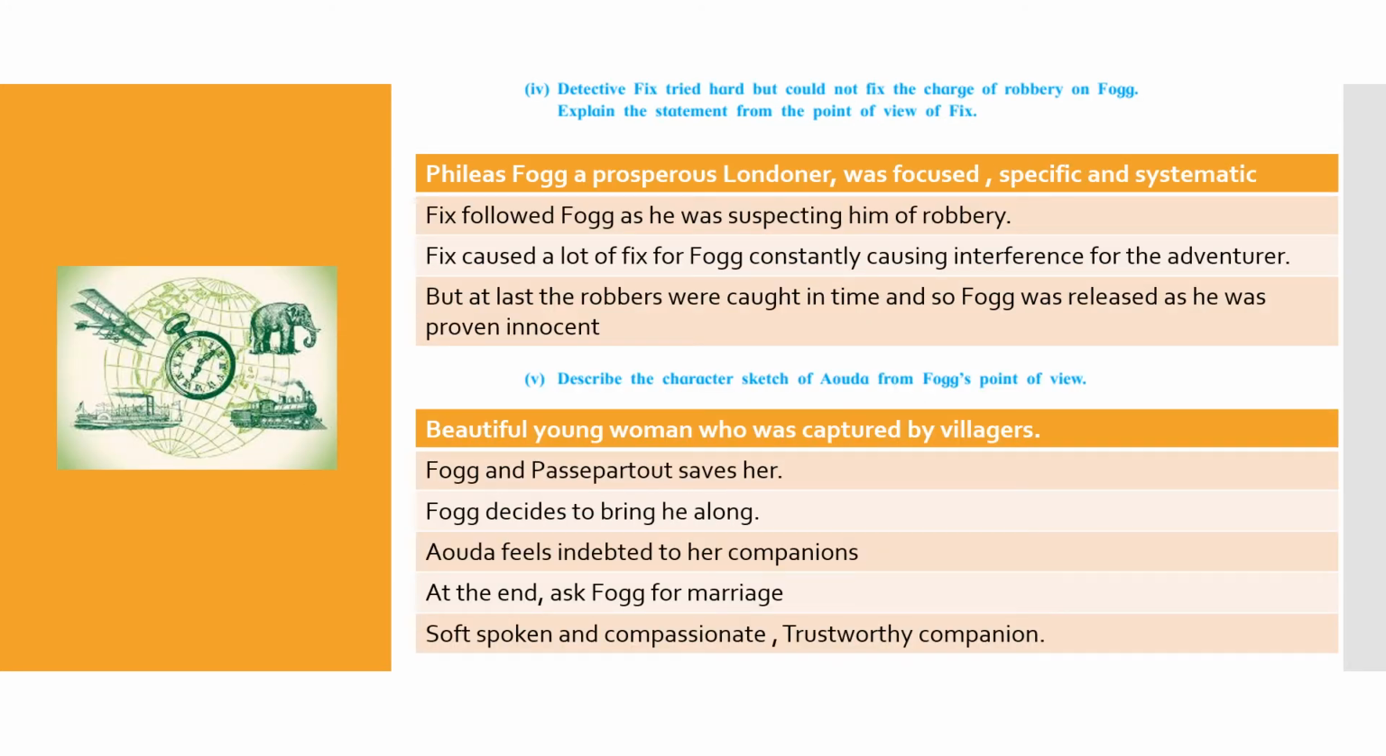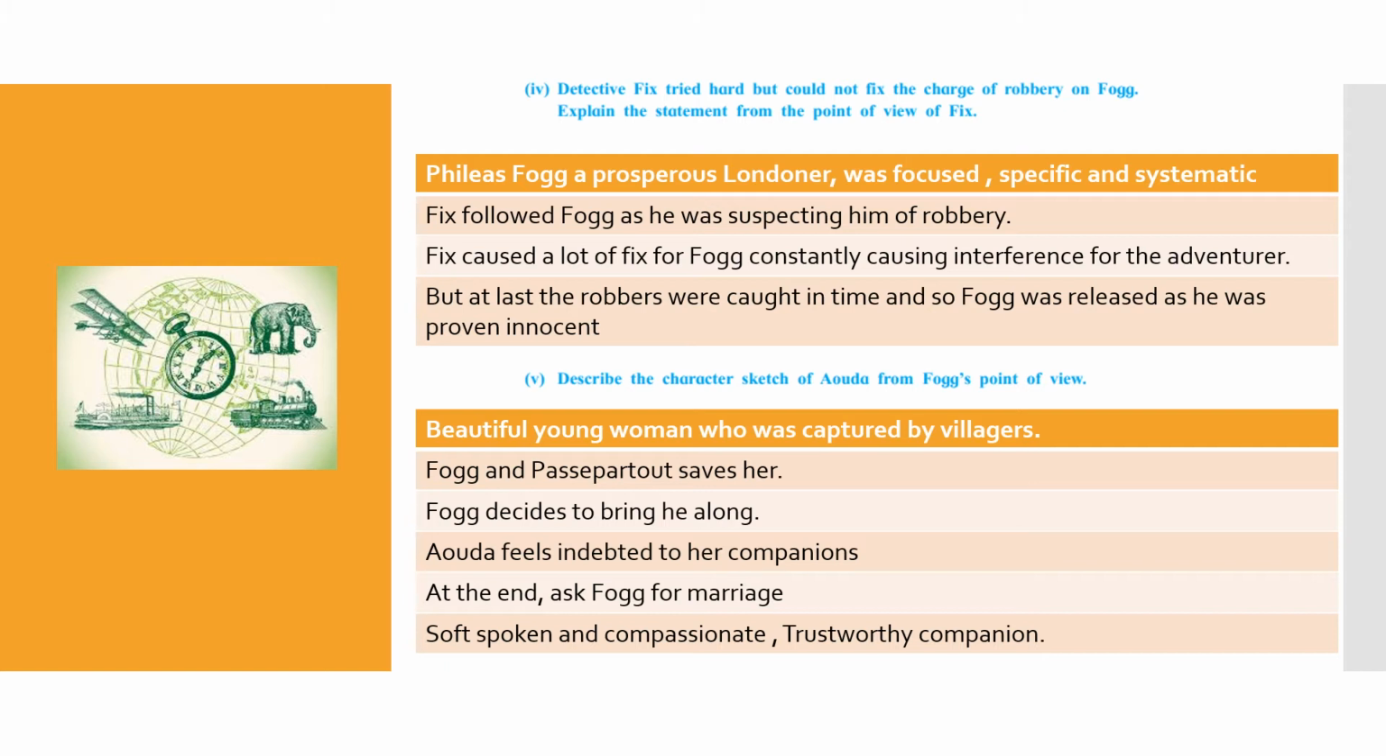Question number 4. Detective Fix tried hard but could not fix the charge of robbery on Fogg. Explain the statement from the point of view of Fix. So here in this question we know that Phileas Fogg was a prosperous Londoner who kept to himself most of the time. There was not a lot known about him or his private life other than that he was focused, specific, systematic.